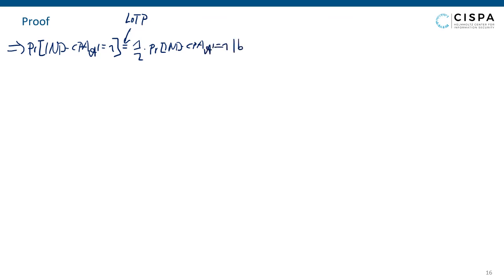So we conclude that the probability that the INDCPA adversary outputs A prime equals 1 is, by the law of total probability, our friend, 1/2 times the probability that A prime equals 1 conditioned on B asterisk equals 0, plus 1/2 times the probability that A asterisk equals 1 conditioned on B asterisk equals 1, where of course this 1/2 here is the probability that B asterisk equals 0, and this 1/2 is the probability that B asterisk equals 1.